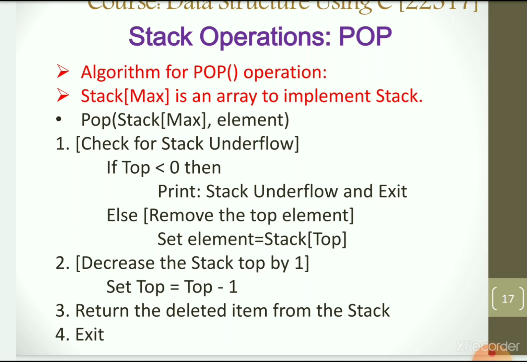If top is less than 0, that means top is equal to -1. When top is equal to -1, that is the initial condition, and at that time there is no element in the stack. So we check whether the stack is empty or not by using the condition top is less than 0. We can also put the condition as if top is equal to -1. Then also you can say stack underflow and exit. So you can just replace the condition your own way. If this first condition is true, then we just print stack underflow and exit.